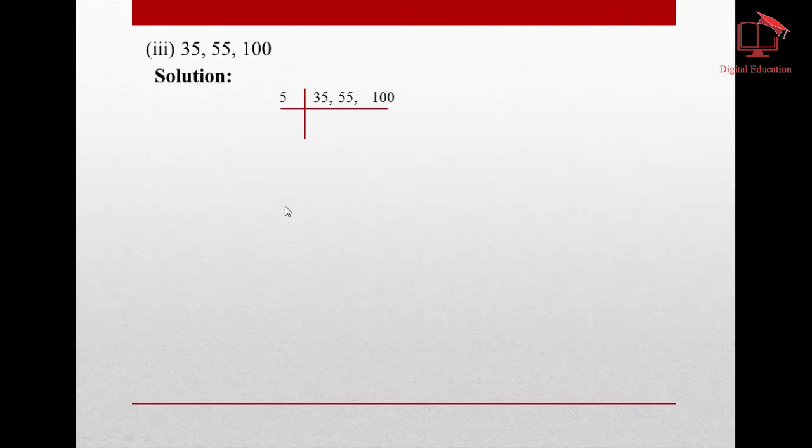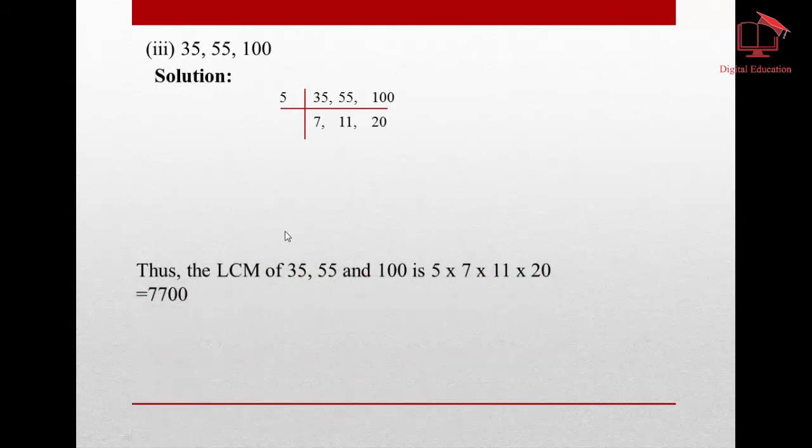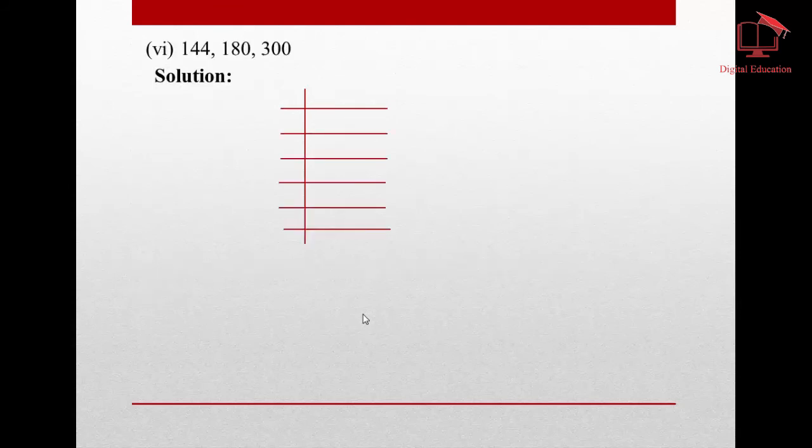Now student, part number 3. We have 3 numbers: 35, 55 and 100. We will take the table of 5. 5 7s are 35, 5 11s are 55 and 100 as it is. Now student, these 3 numbers have no common divisor, so we will stop this process now. Thus the LCM of 35, 55 and 100 is 5 multiplied by 7 multiplied by 11 and multiplied by 20, which is equal to 7700.